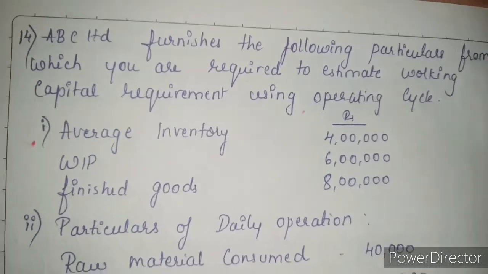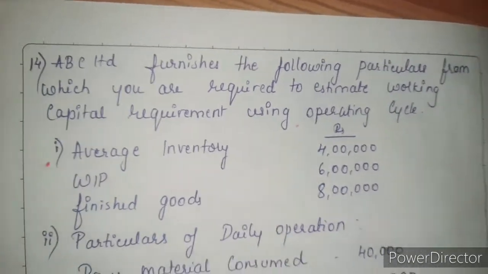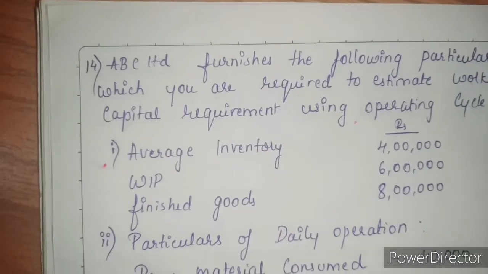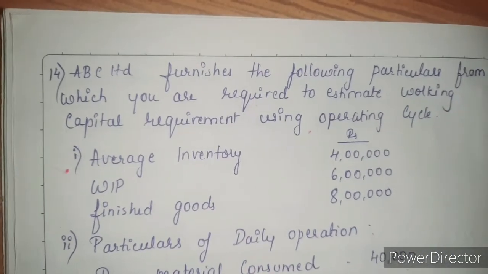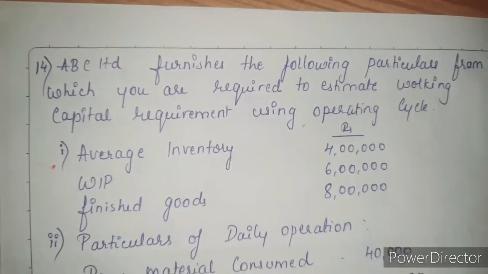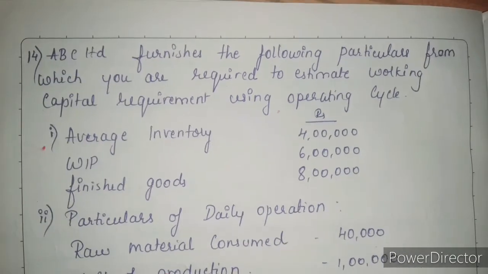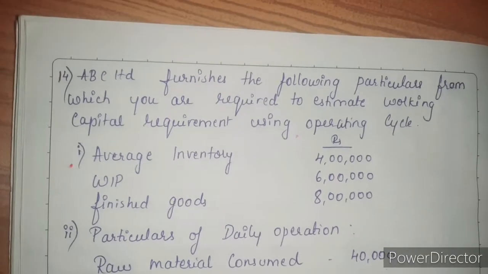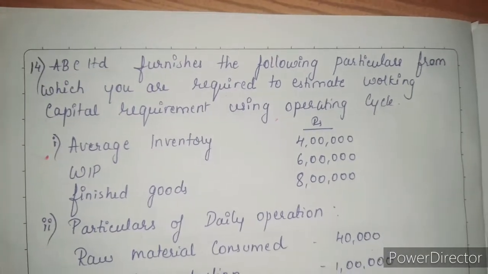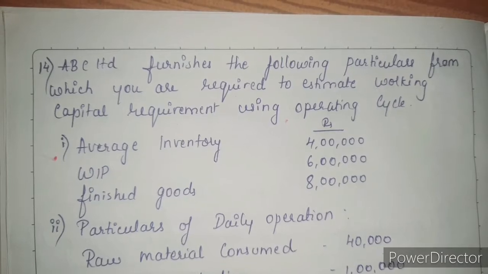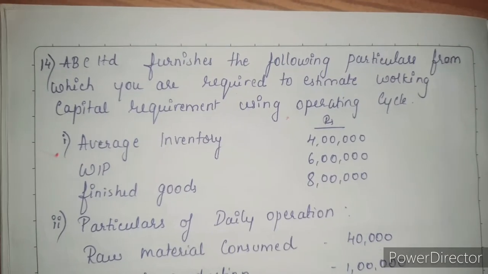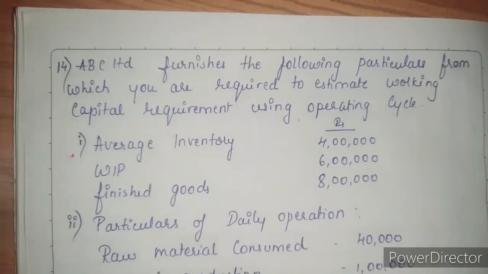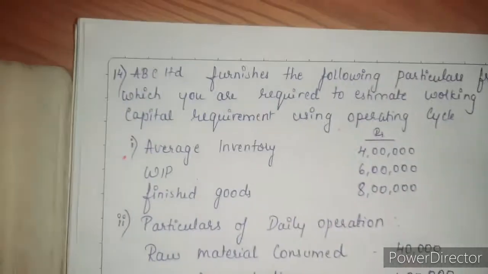So in a before problem, we have solved a basic problem related to operating cycle method. Next problem, to solve it, we have to follow three steps. First step is to calculate net operating cycle. Second step is to calculate number of net operating cycle in a year. Third step is working capital requirement.